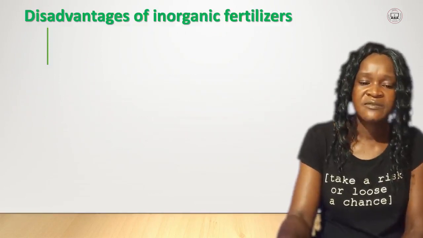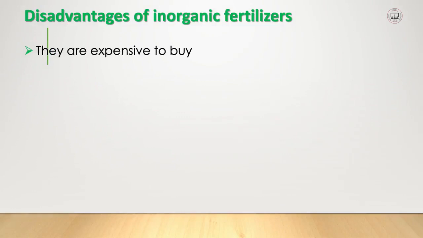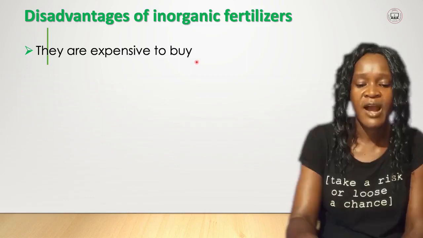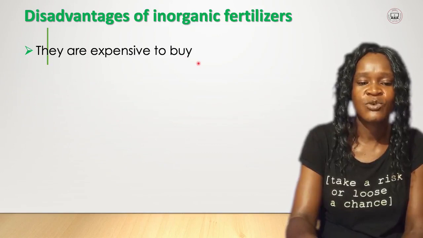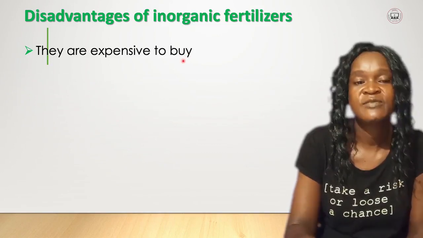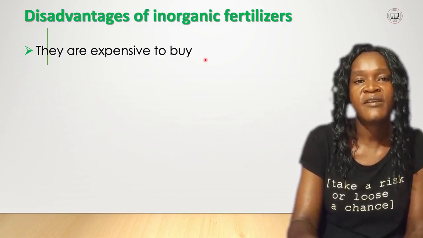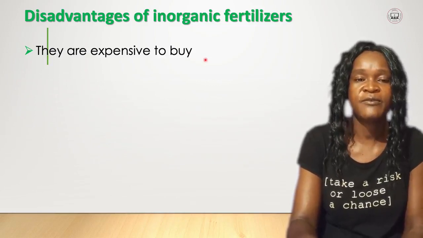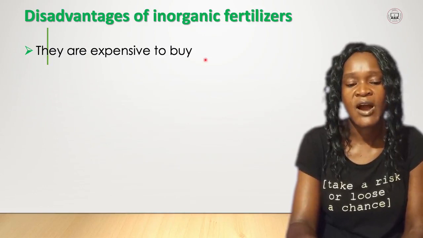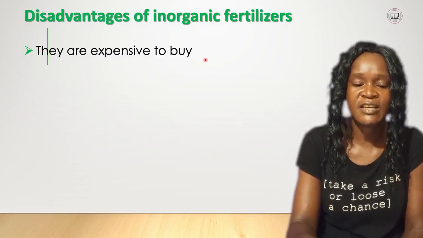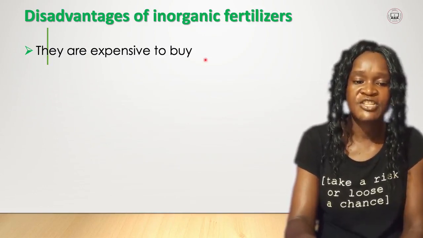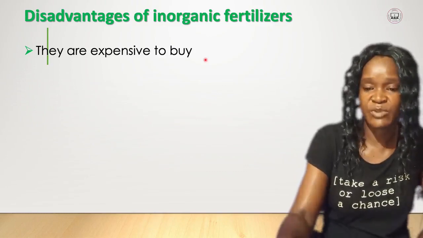What about the disadvantages? These chemical fertilizers, they are very expensive to buy. As of now, this is 1 January 2023, these fertilizers, they are in the range between 75,000 kwacha, 50 kg, to 109,000 kwacha, a 50 kg bag. So they are very, very expensive.